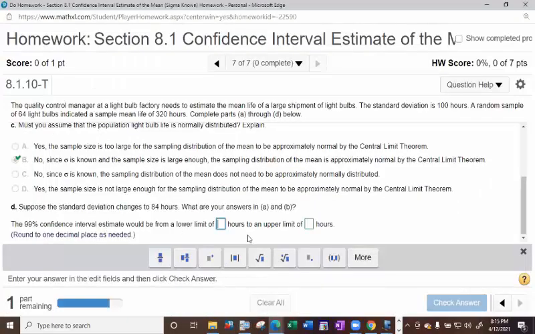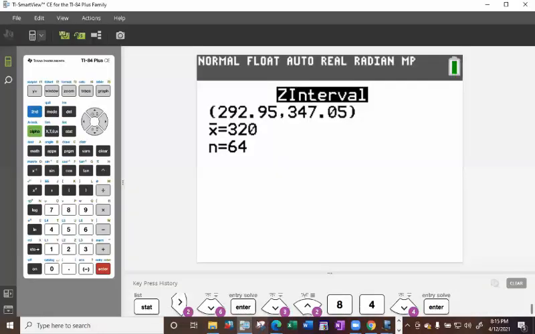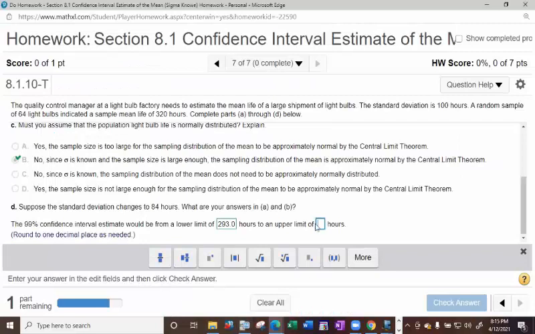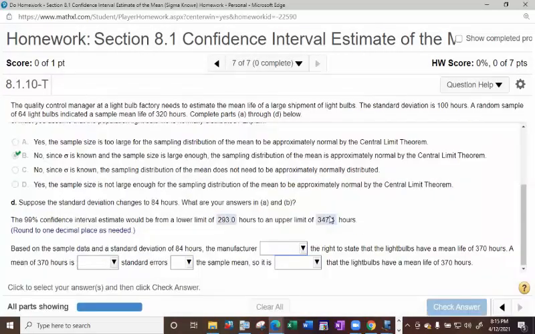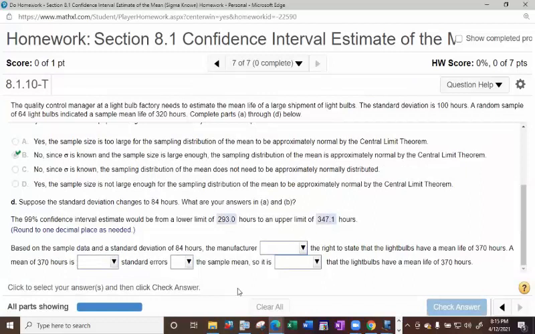293.0. 347.05. 347.1. Excellent. All righty.